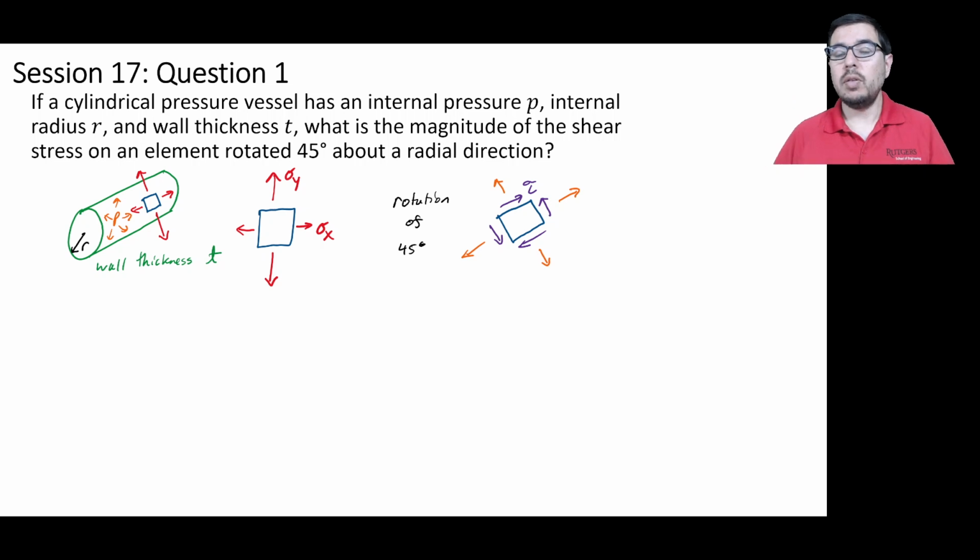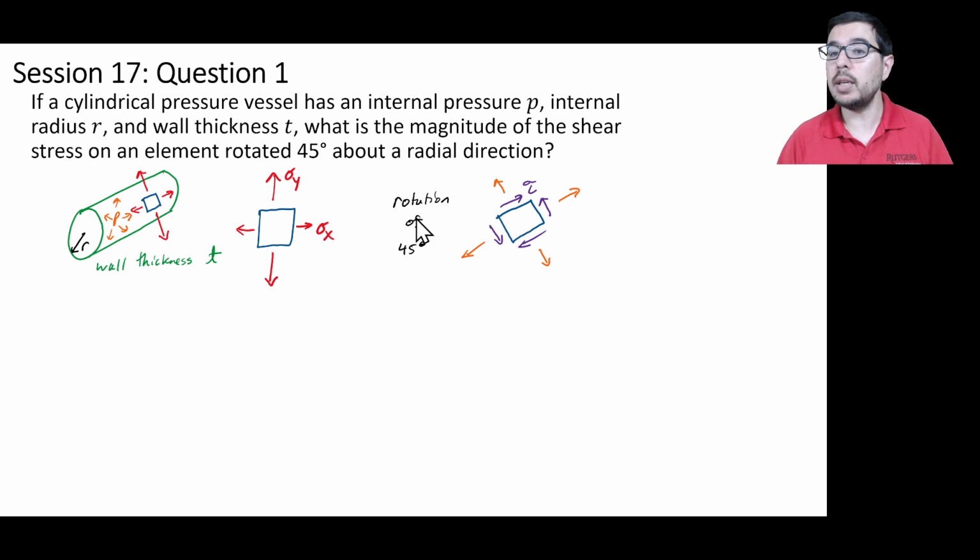In this video, we're going to discuss how to perform a rotation on a material element which happens to be in the surface or on the surface of a pressure vessel. What we're going to see in this element is that the hoop stress is twice the longitudinal stress, as dictated by these arrows here. So sigma y would be twice sigma x in this case.